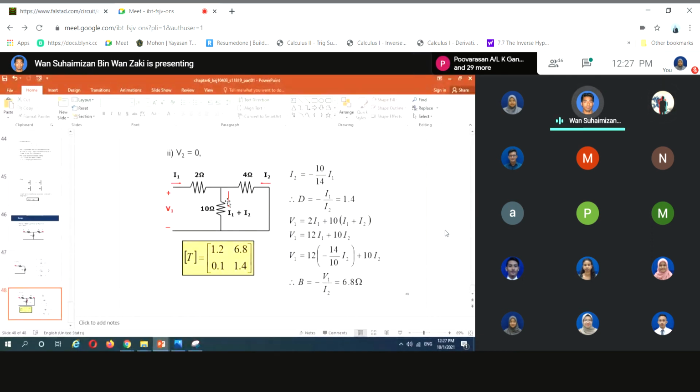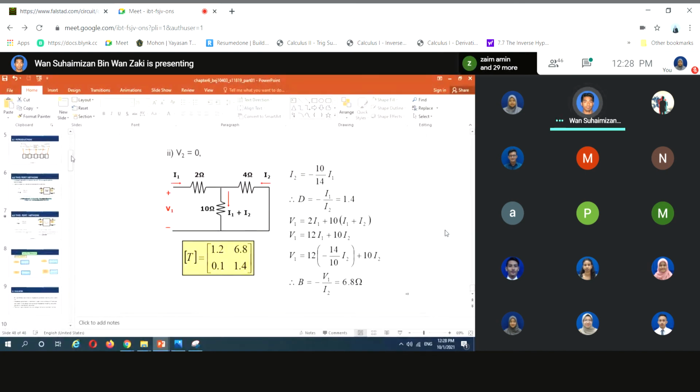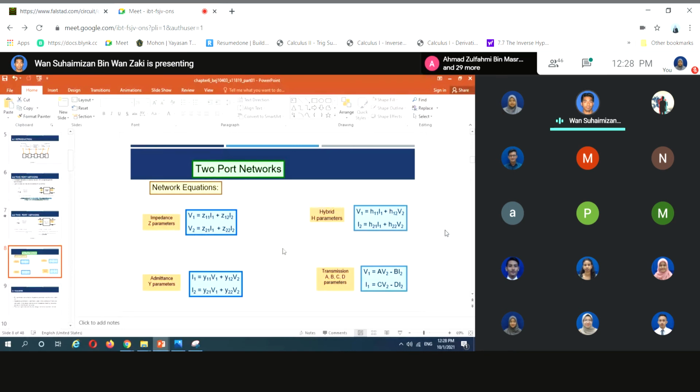You tengok balik. Cuma dia ada 4 parameter yang mana you kena tengok soalan lah. Soalan tu nak parameter apa. Setiap parameter tu dia ada equation dia sendiri. So if you go back to the first slide here. So this is basically we have all this equation that represent parameter. We have Z parameter, dia ada equation dia sendiri. They have admittance parameter, they have equation dia sendiri, hybrid parameter, transmission parameter, right?